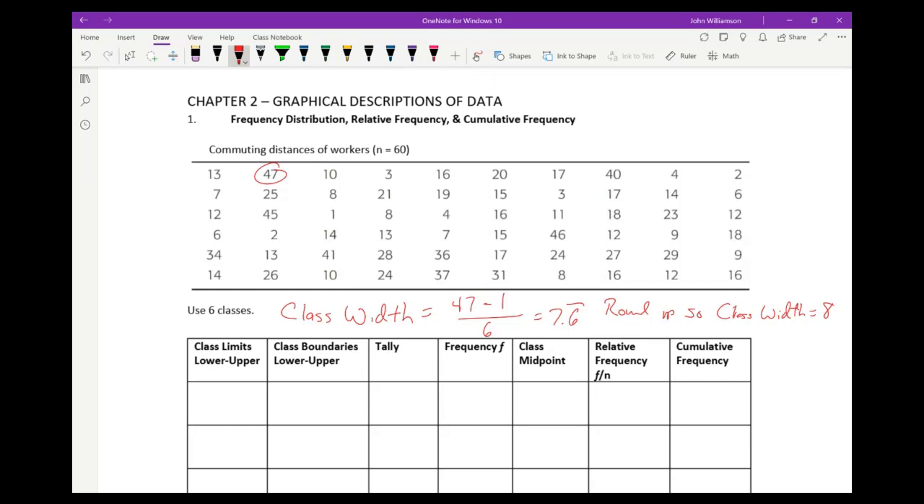All right. So I don't care if this was 7.002. If it's 7 point anything, no matter what, round up. The reason you're rounding up is that if you were to round down, you would potentially end up not having a class for every single data value. Some data values wouldn't have a home. They don't have a box to go into. So that's why you always round it up. It just ensures every single data value will have a class no matter what.